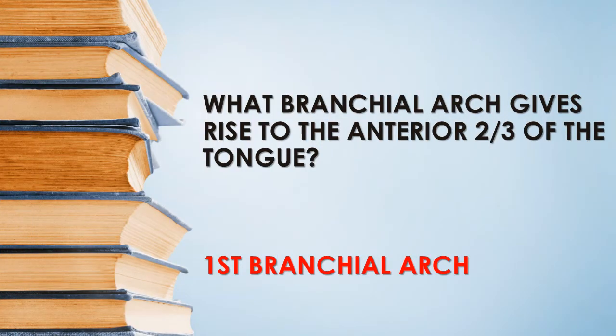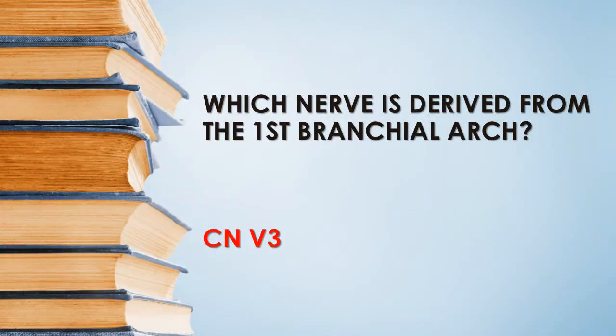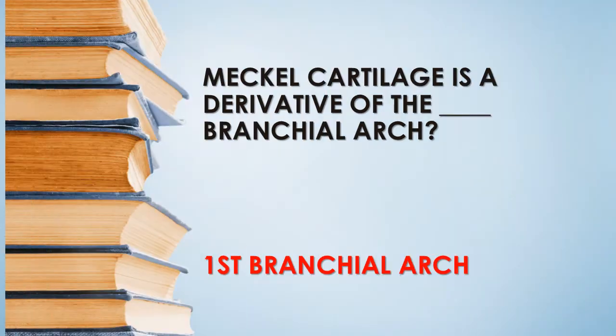What bronchial arch gives rise to the anterior 2/3 of the tongue? First bronchial arch. Which nerve is derived from the first bronchial arch? CN V3. Meckel cartilage is a derivative of the first bronchial arch.